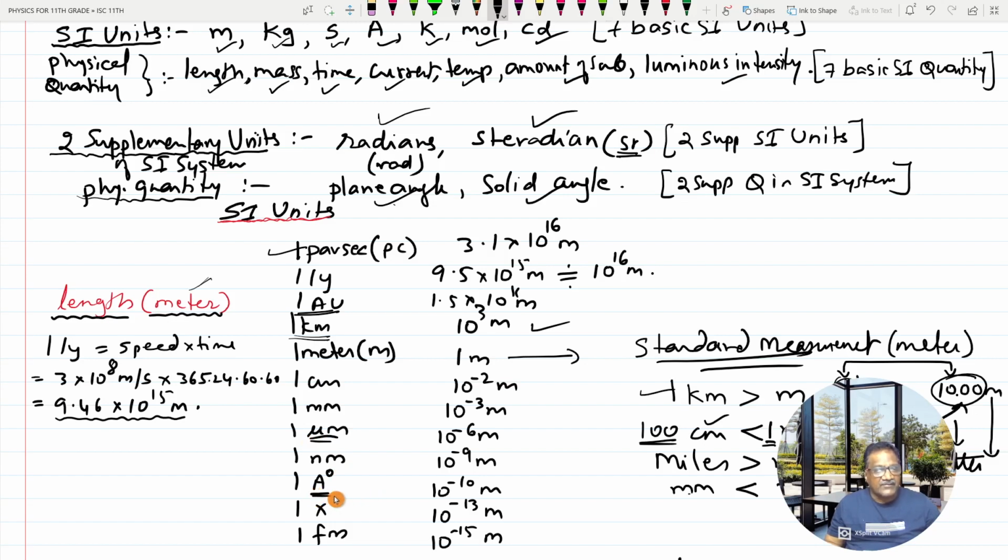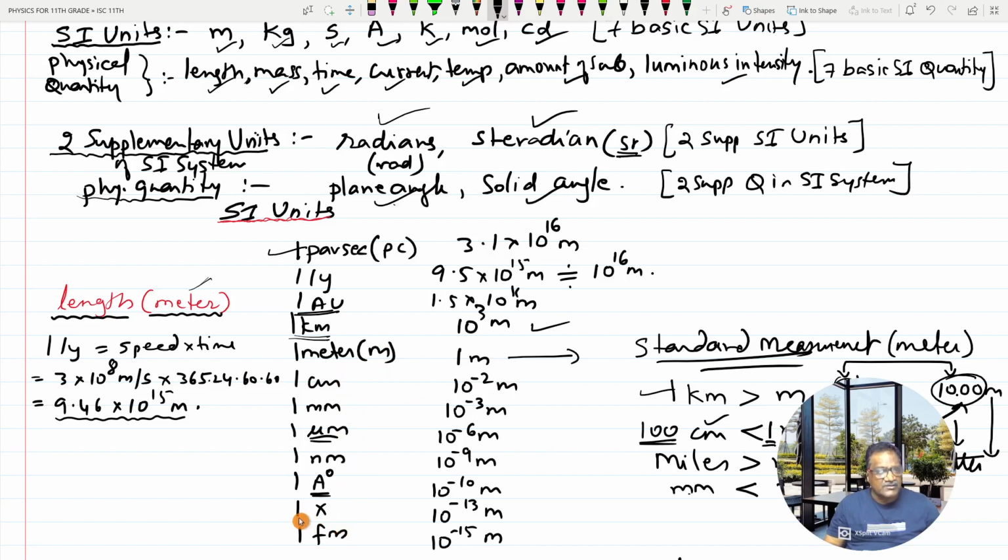1 Angstrom is 10 raised to minus 10 meter. 1 nanometer is 10 raised to minus 9 meter. 1 micrometer is 10 raised to minus 6 meter. So this way, there are so many units smaller than meter.